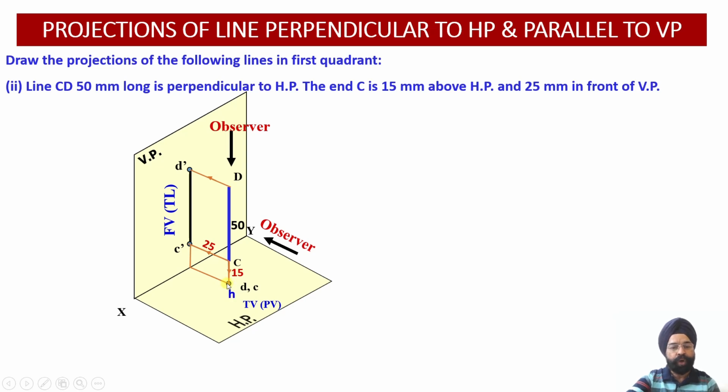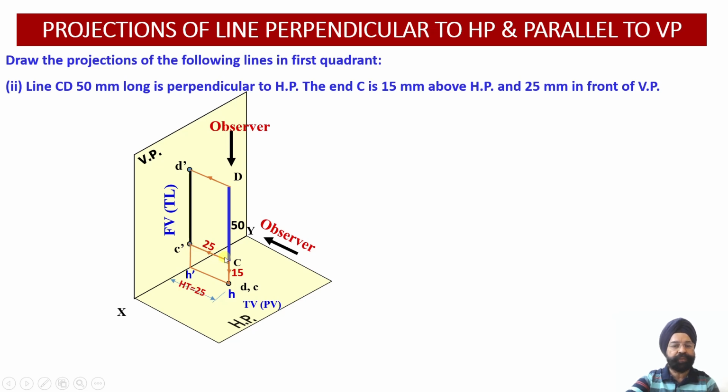Then what I have to do? I have to take the perpendicular distance of this from the XY line. So I have to measure the perpendicular distance of this point of intersection from the horizontal line. So this point will be called H dash. Why? Because this appears on the vertical plane. All points which appear on the vertical plane will have the notation H dash. So the distance H dash and H will give me my horizontal trace.